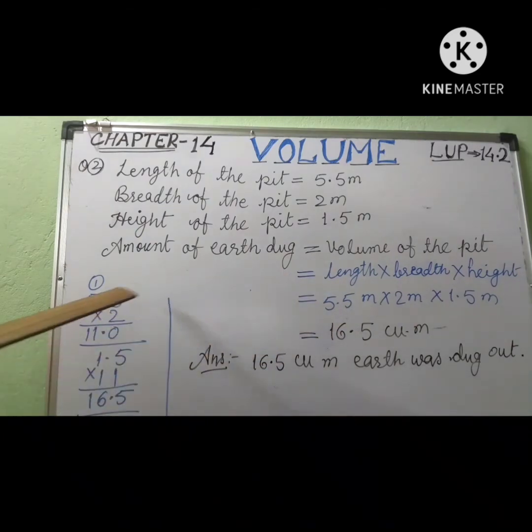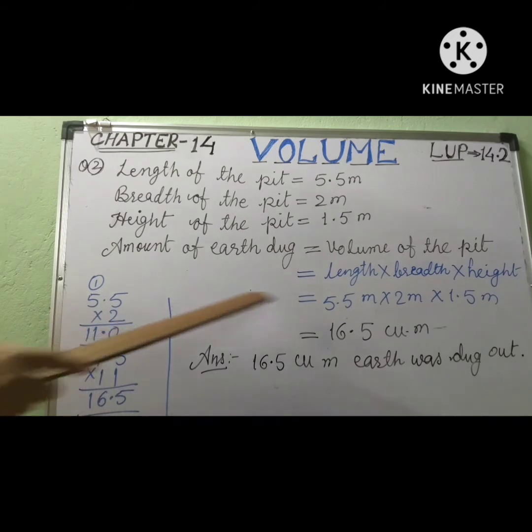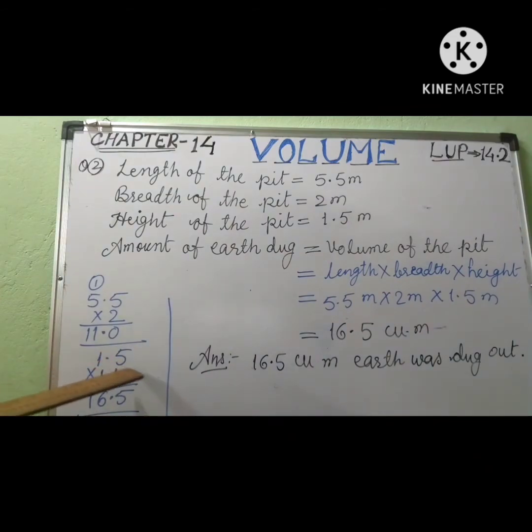So let's multiply here. 5.5 multiplied by 2. So when we multiply, 2 5s are 10, here 0 and 1 carried over, 2 5s are 10 and 1 11. Decimal is after one place, so in product also we have to place decimal after one place. So here we will get 11. Okay, now we will multiply 11 by the third figure, 1.5. So 1.5 multiplied by 11, so 11 5s are 55, 5 here and 5 carried over, 11 ones are 11 and 5 16. Decimal is after one place, so in product also we have to place decimal after one place. So we have got 16.5.